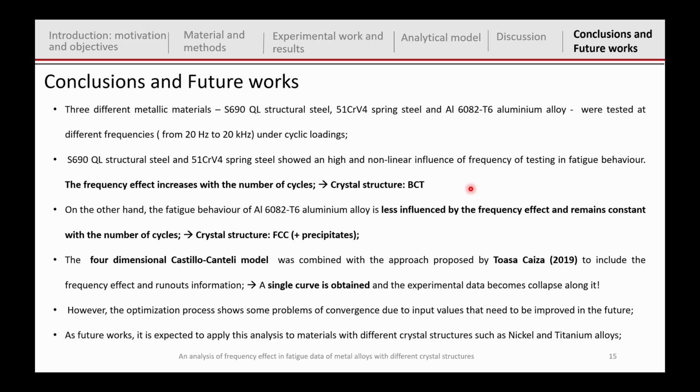And in fact, I think that it was the first time that this model was applied for this kind of ultrasonic frequencies. And in the future, we expect to analyze other materials with other crystal structures and also improve a bit the optimization problems that are not so simple to apply.